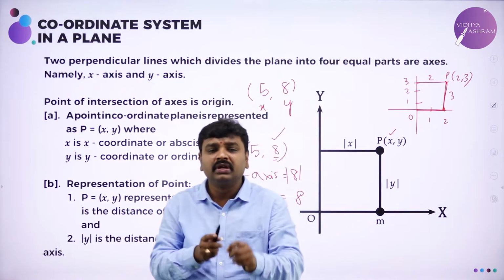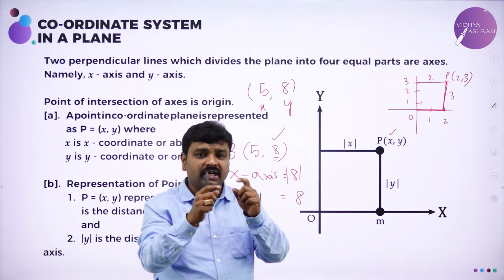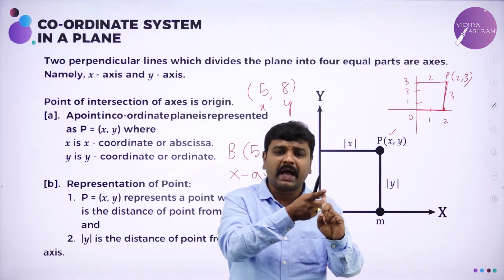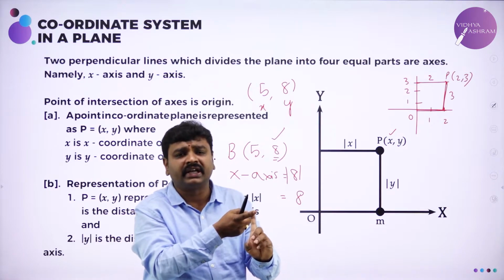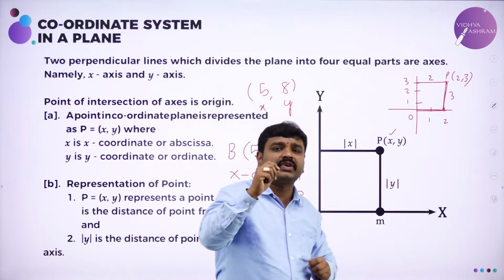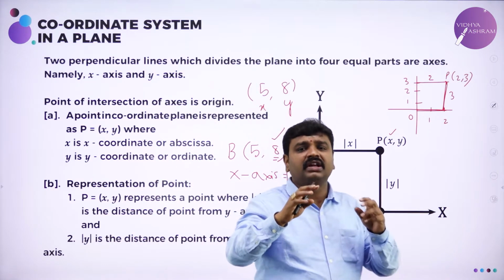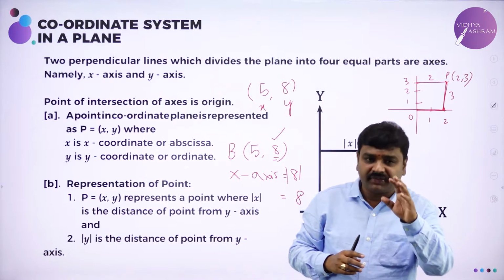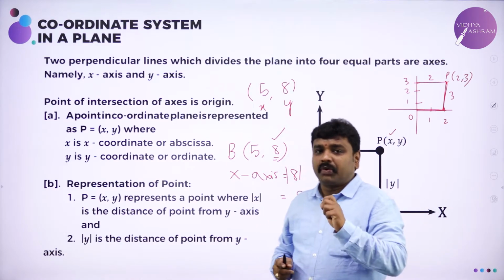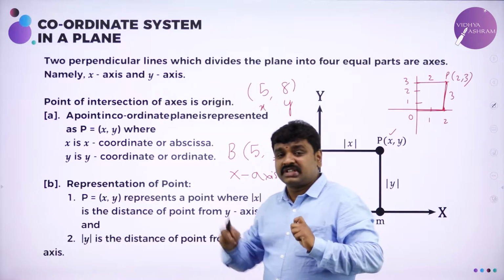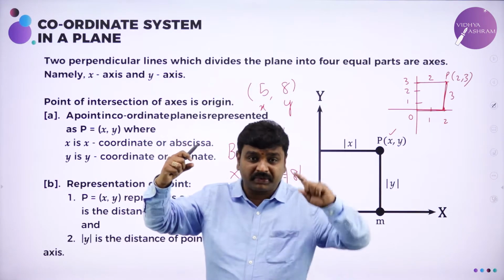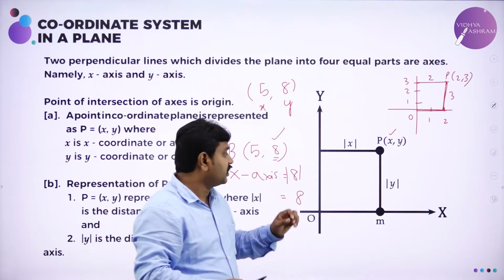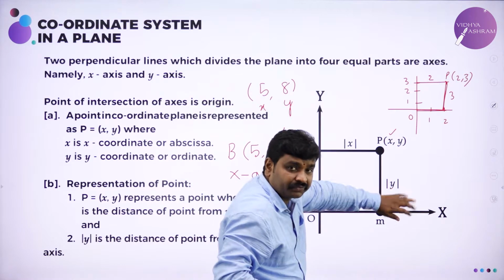How to represent a point? X comma y. What is x called as? X coordinate, or we say abscissa. What is the other name for x coordinate? Abscissa. And what is y called as? Y coordinate, or the other name is what? Ordinate. And if I write a point, the x value represents the distance from the y axis, the y value represents the distance from the x axis, but we'll say mod x and mod y.